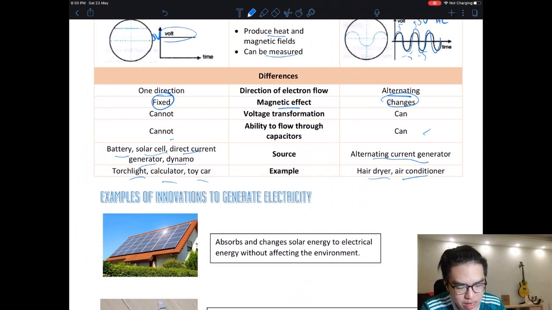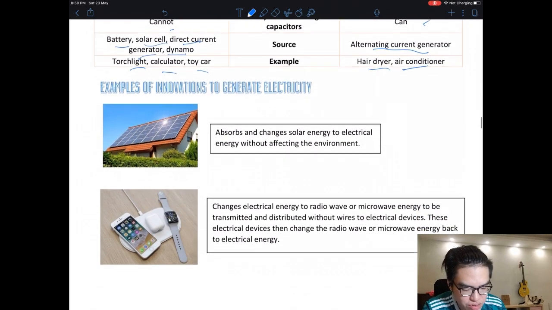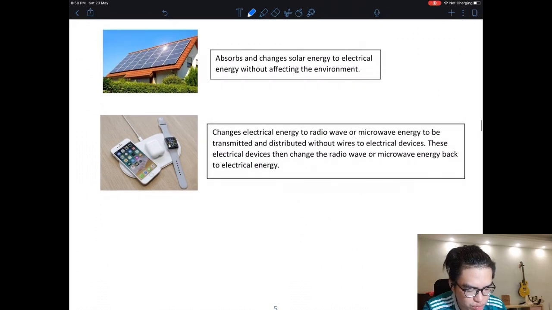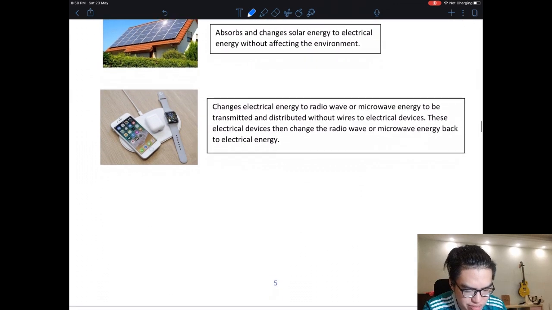Okay, so to generate electricity, all this you can read yourself. Absorb solar energy, change to radio wave, wireless charging. Not so important.